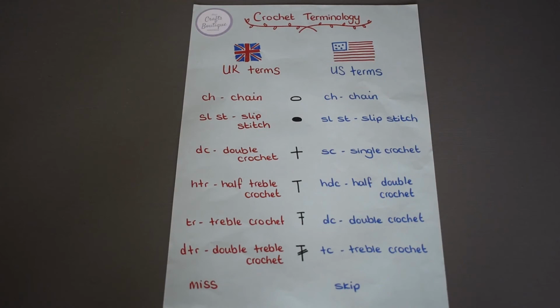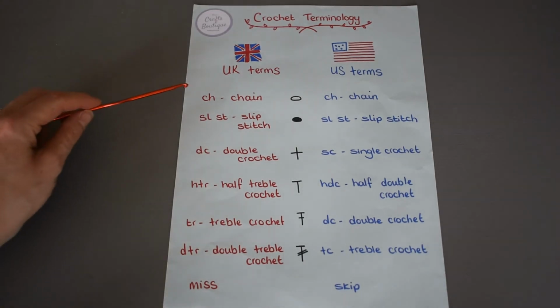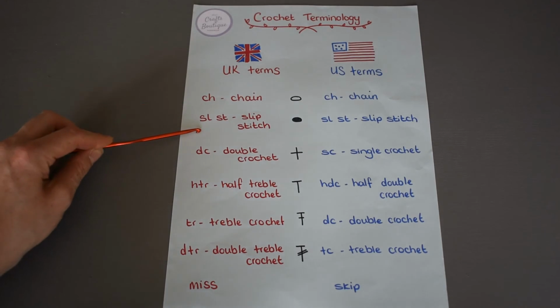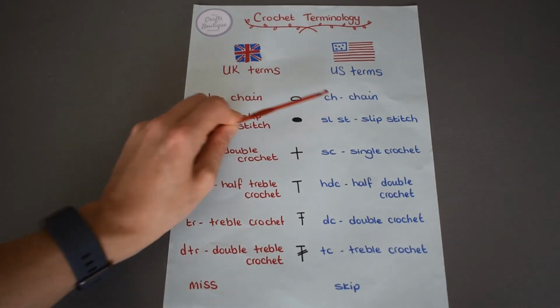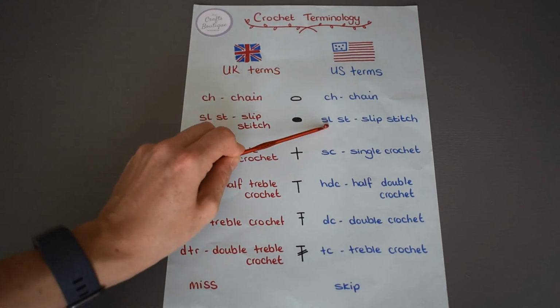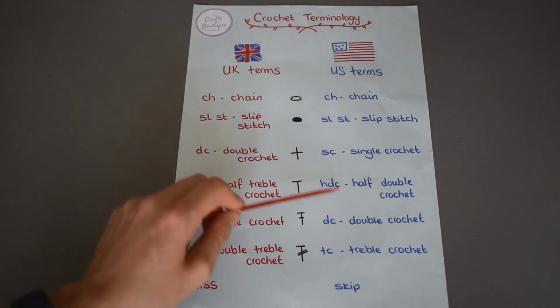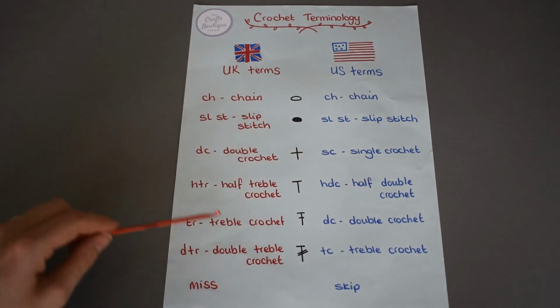So I find it really useful to use a conversion table to remind me of the differences between the stitches. I've made this one, which you're very welcome to use, and I just find it helps me to see the difference between the stitches and compare them. So a chain stitch and a slip stitch are the same in both UK terms and US terms. But that's when the differences start to come in after that.